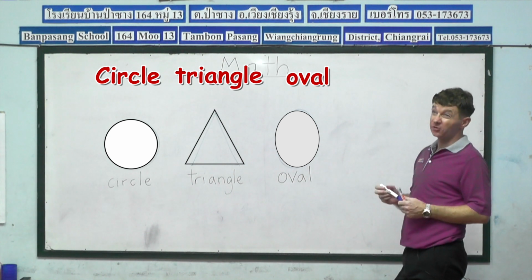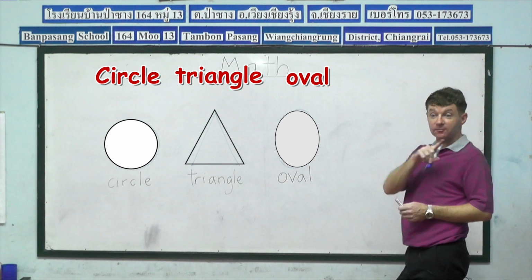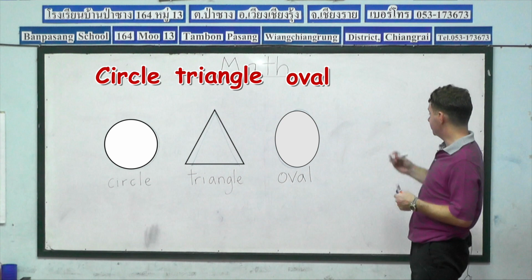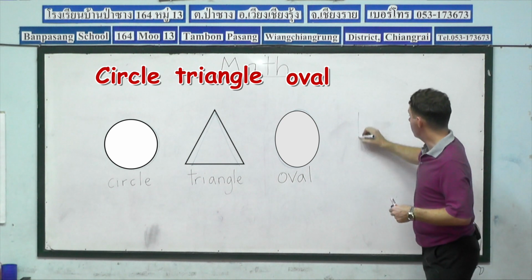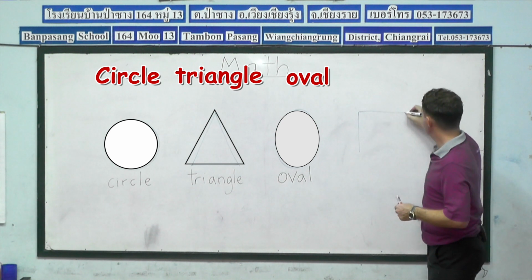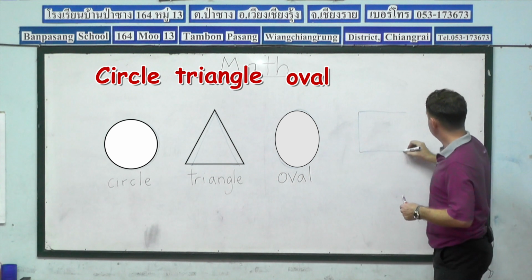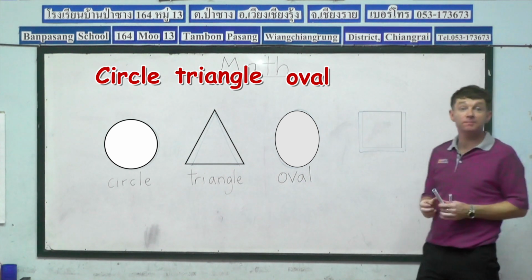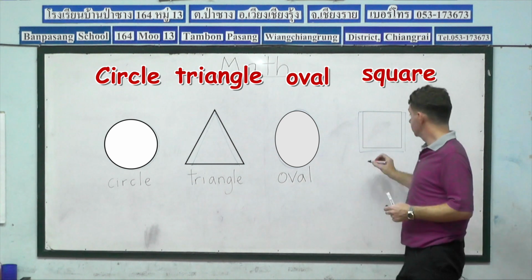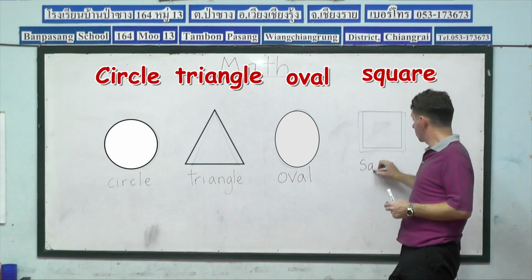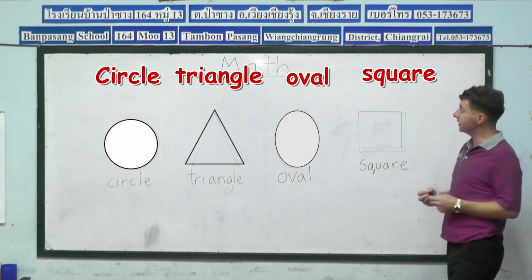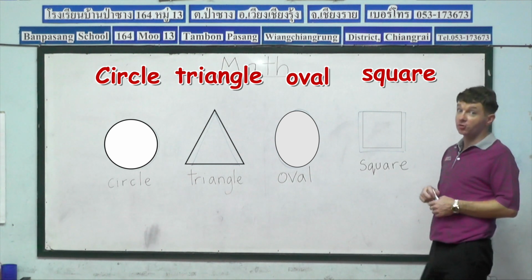And we'll do one more shape. We'll do one more shape with 4 sides, all the same length. Square. Well done. 1, 2, 3, 4. Okay. Now how do we spell square, guys? S-Q-U-A-R-E. Okay, so we've got 4 shapes to work with.